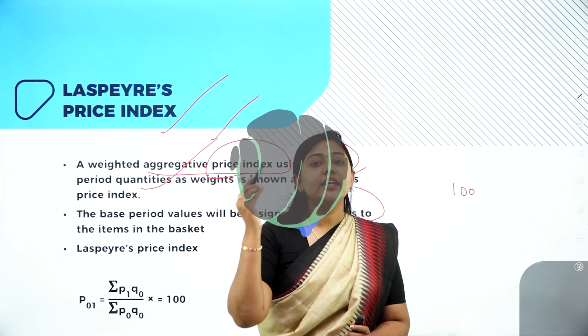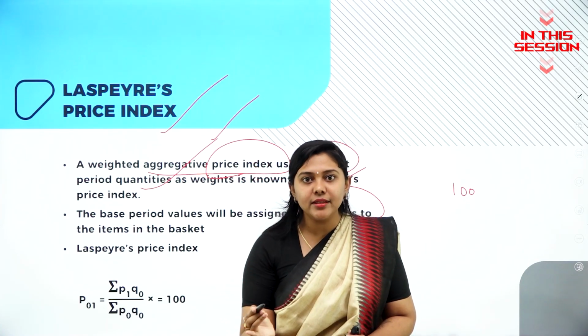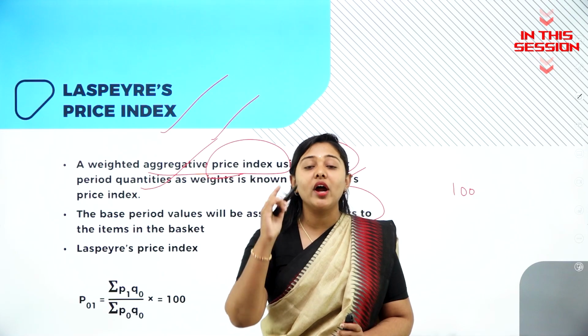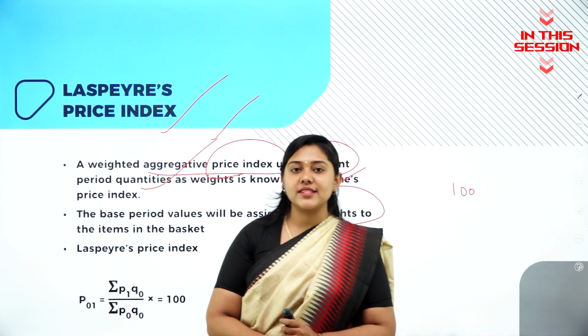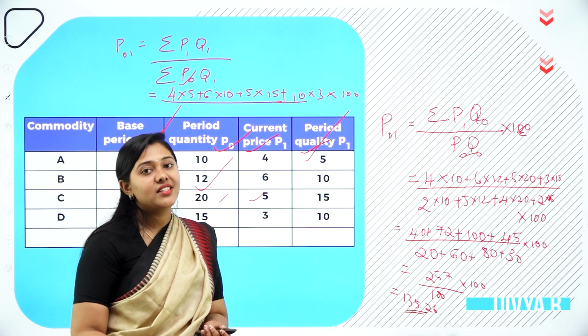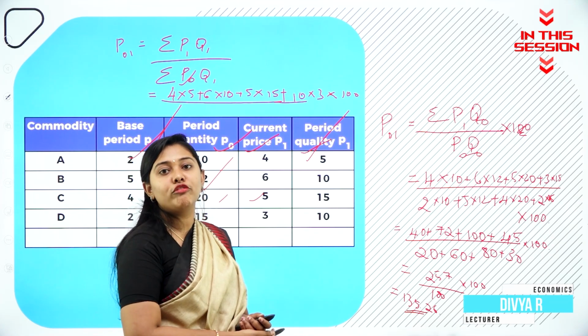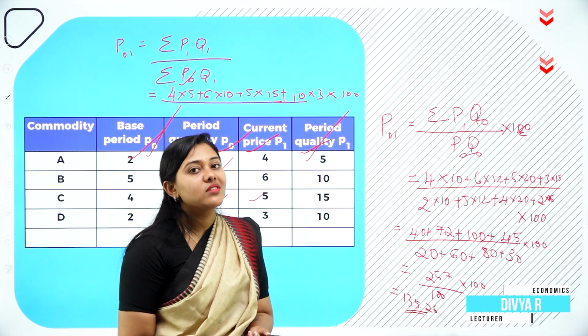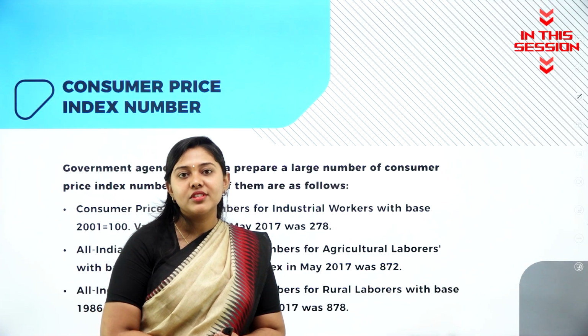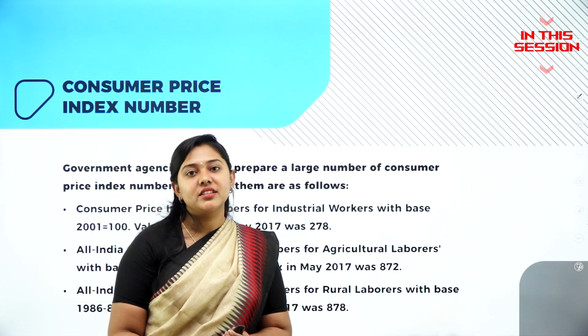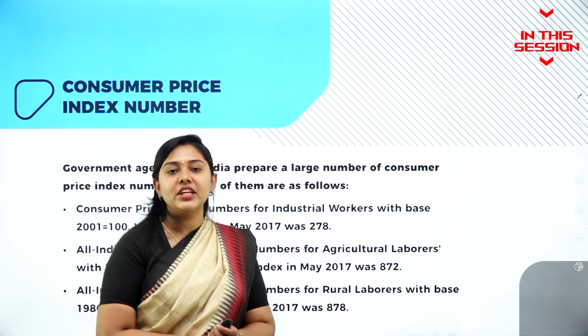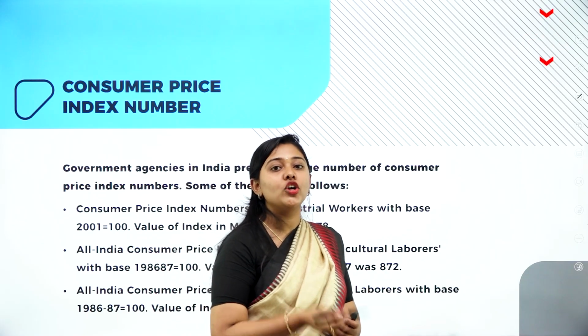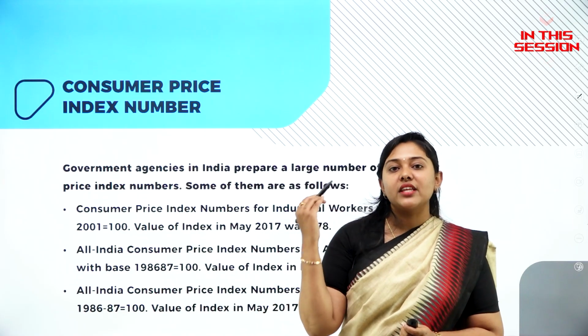If you use quantity of a base year to assign the weight, that method is called what? Last price index method. What is the price that has been increased? What is the percentage of price that has been increased? So let us look into that by using the Paasche formula. To consume certain goods and services, what is the price? What is the cost of living? That is measured by your consumer price index.